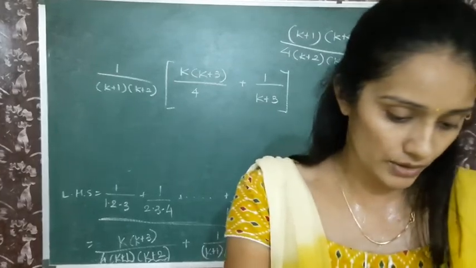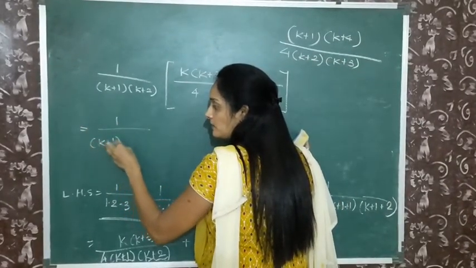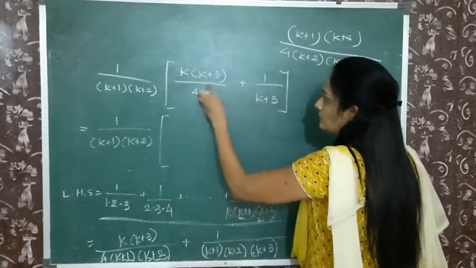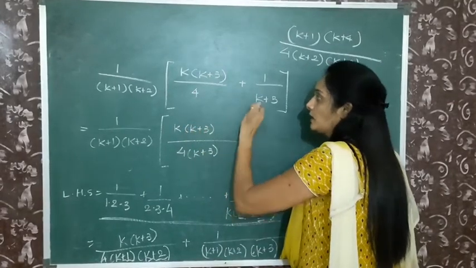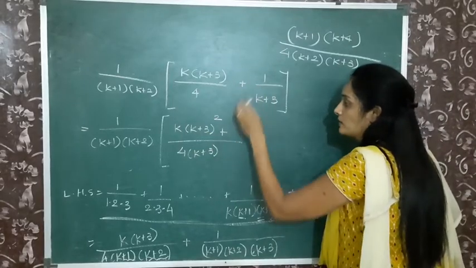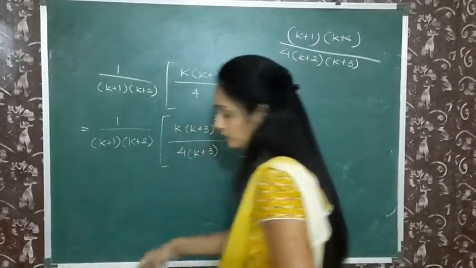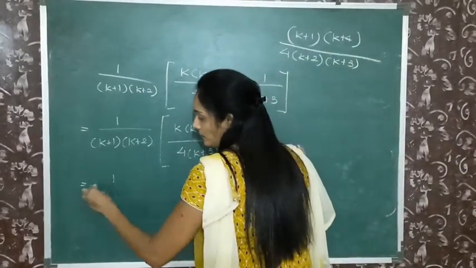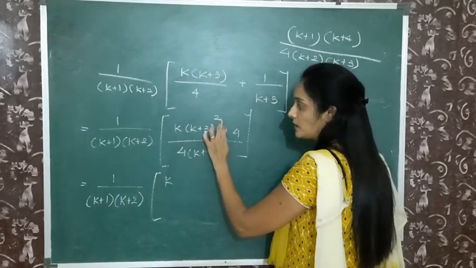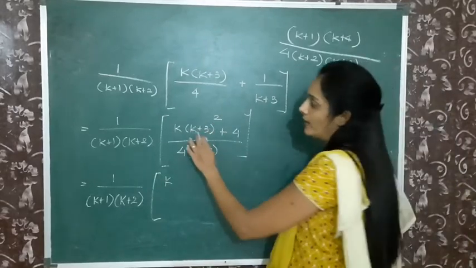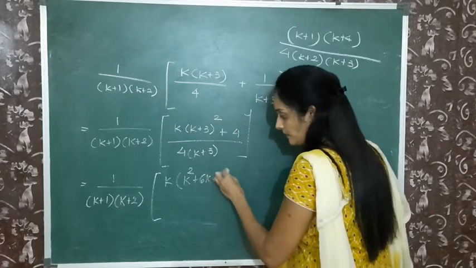Okay. Now we take LCM. So 1 upon k plus 1, k plus 2. So k LCM is 4 into k plus 3. So here k plus 3 into k plus 3. So k plus 3 whole square plus 4. So 1 upon k plus 1, k plus 2. K as it is. First we expand k plus 3 whole square. That means a plus b whole square, and formula is a square plus 2ab plus b square. So k square plus 6k plus 9 plus 4.